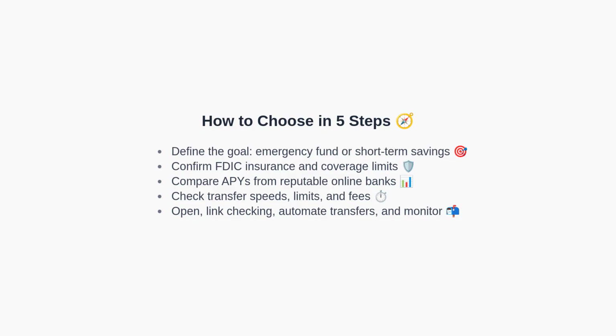Fifth, open the account, link your primary checking account, enable two-factor authentication, automate contributions each payday, and monitor the account periodically to ensure the APY remains competitive.